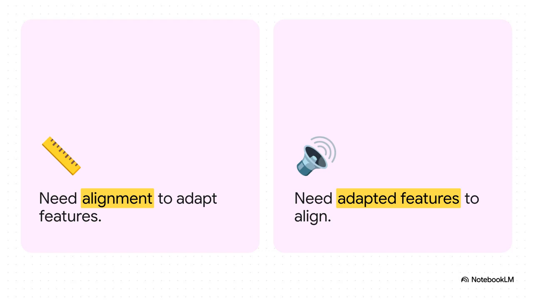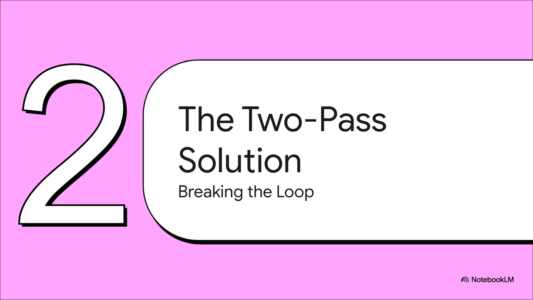To estimate a new speaker's fMLLR transform, we need an alignment of their audio. Basically, we need to know roughly what they're saying to figure out how their specific voice maps to our phonetic states. But to get an alignment of their audio, we have to decode it. And to decode it with our SAT model, we need the adapted features. It's like you need an alignment to adapt the features, but you need adapted features to get the alignment. We are totally stuck in an infinite loop. Which brings us perfectly to Section 2, the two-pass solution.